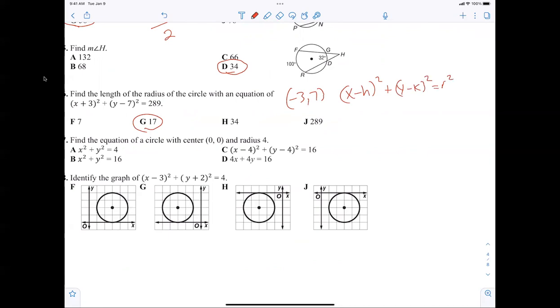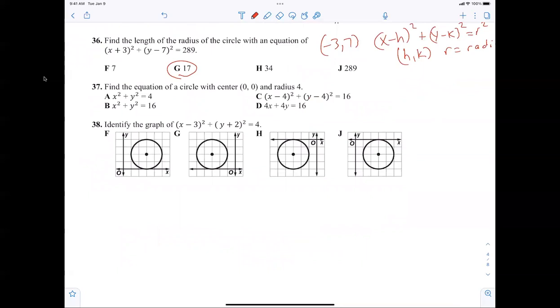Everybody good with that? And remember, the center is considered (h, k), and r is equal to the radius. Anybody have any problems with that? Okay, so because the center is (0, 0), it can't be C, correct? So the correct answer is what? B.